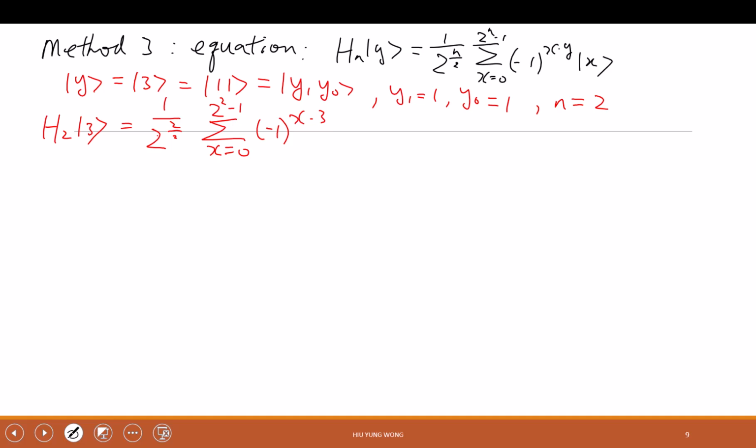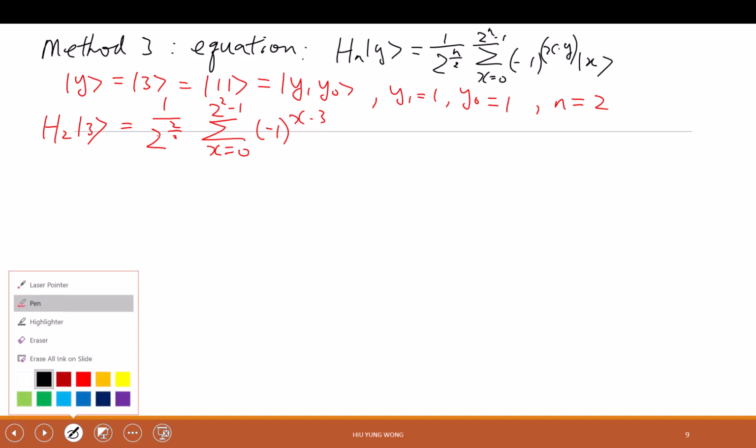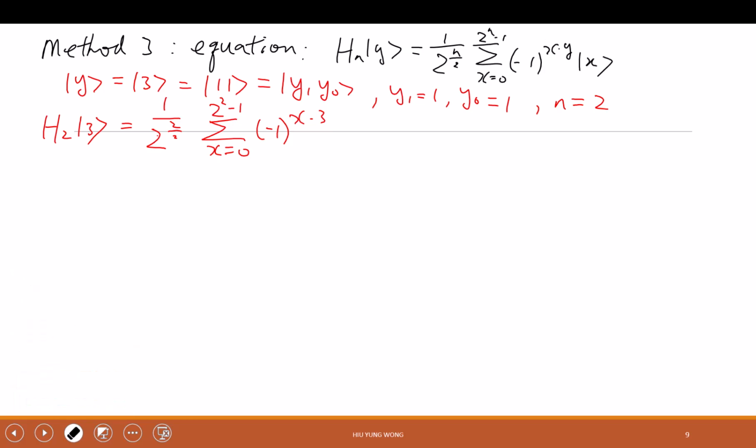You mean like this? In bracket? But this is a number. This is not... Okay, so this one I confuse you again. It's a vector in another space, but it's not a vector in the space we're operating.